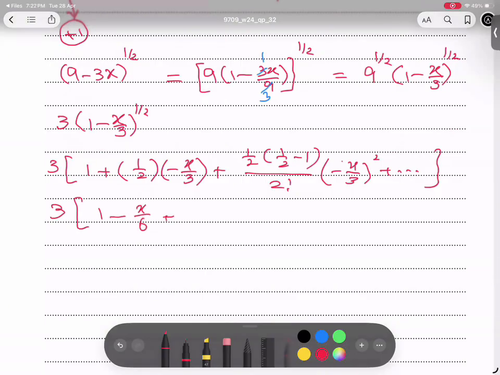And how to do this kind of thing? Basically, it is negative half into half into negative 1 over 2, and it becomes negative 1 over 4, then negative 1 over 8. So this is giving us negative 1 over 8. And here I'm getting x squared over 9. So then I'm writing 1 minus x over 6 and negative x squared over 8 9s, which are 72.